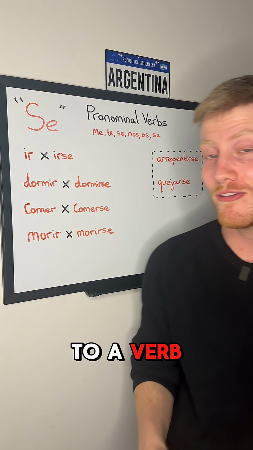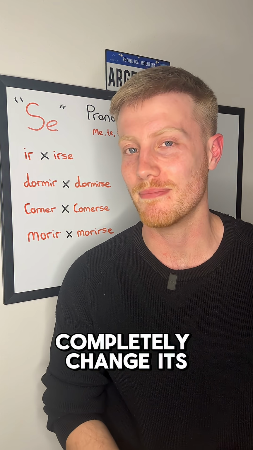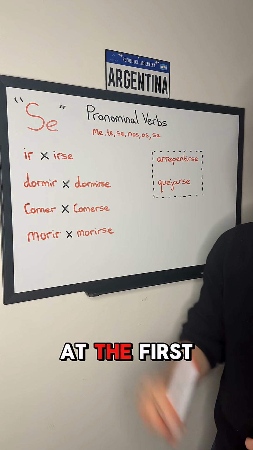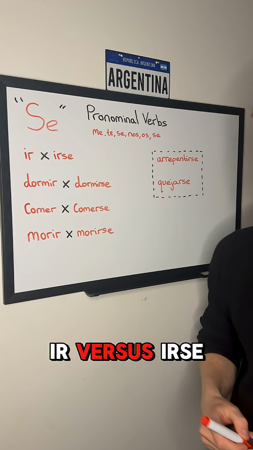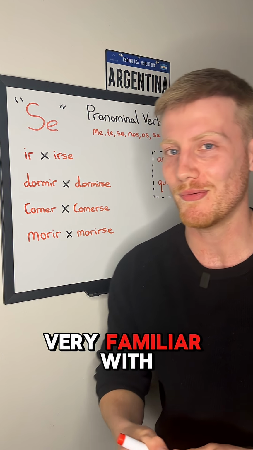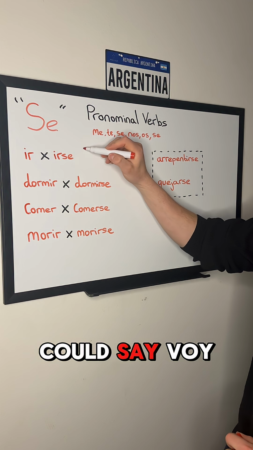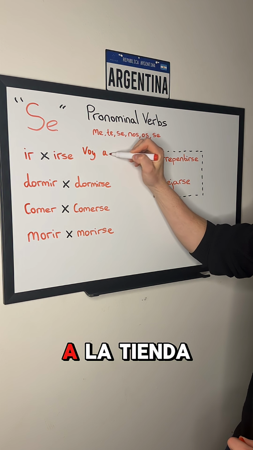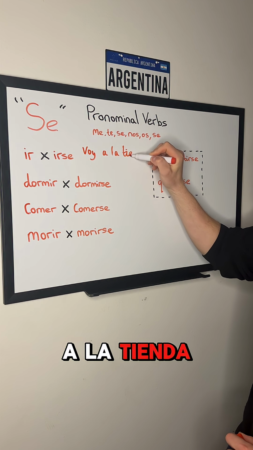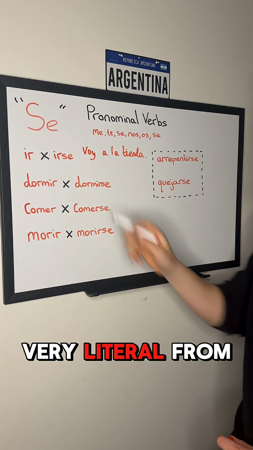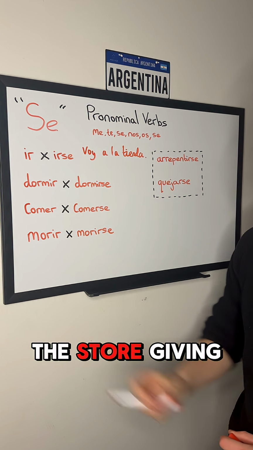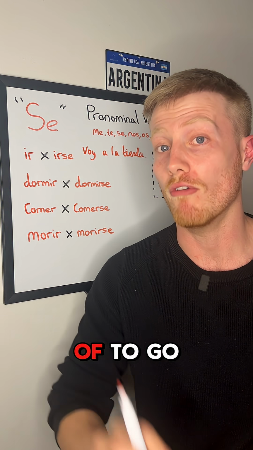Adding se to a verb in Spanish can completely change its meaning. Why exactly? Let's take a look at the first example here. Ir versus irse. So you're probably very familiar with the verb ir. For example, we could say voy a la tienda, which literally means, very literal from English, I go to the store, giving ir the meaning of to go.